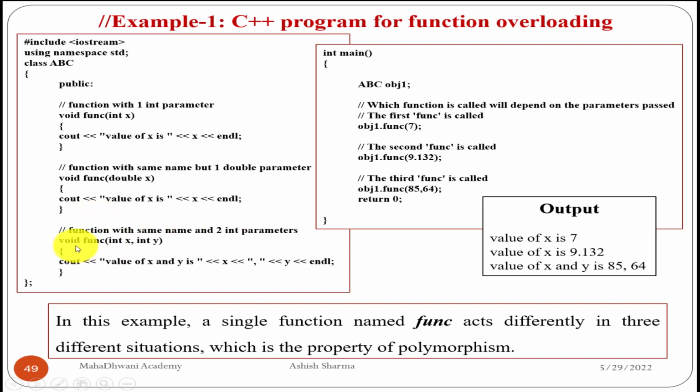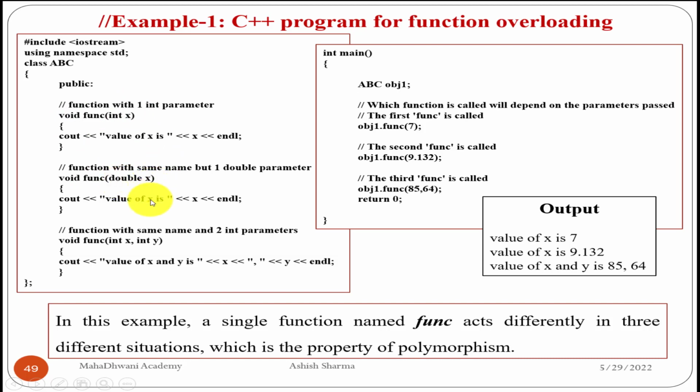Now we check the third func function. The return type is void, and here we have two parameters, integer x, integer y. Here we have different parameters, so we can understand that we are using function overloading. If we check the first two functions, one has an integer type parameter, one has a double type parameter, but the parameter is only one in both cases. So this is called only changing the data type of the argument. Here integer, here double. So this is function overloading, one way.